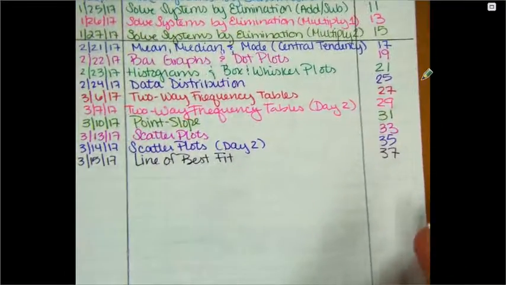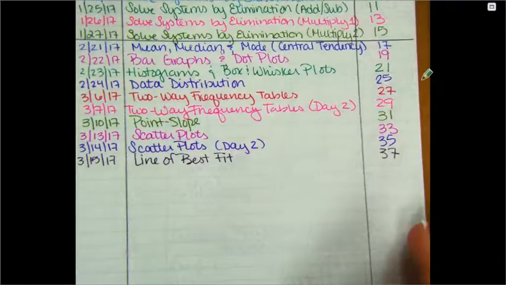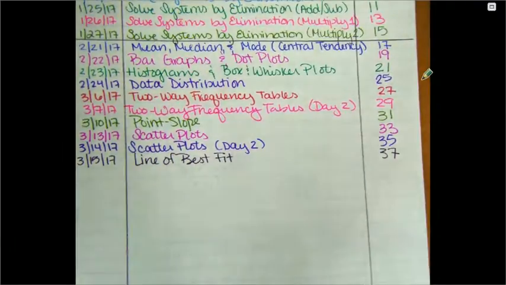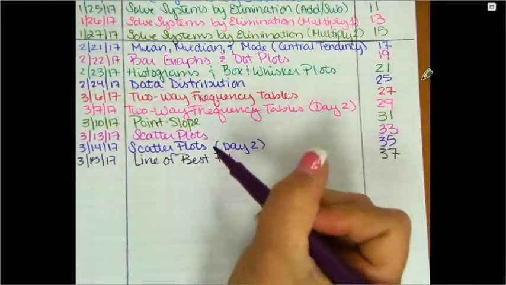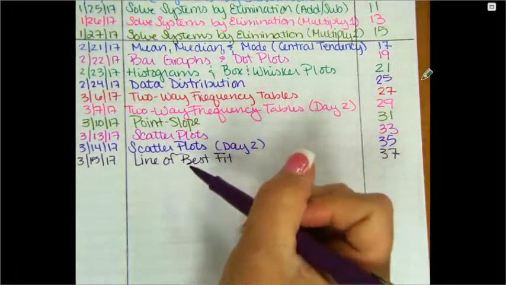All right, so line of best fit. We're going to put two things together. We're going to take what we learned with point slope and what we learned with scatter plots, and we're going to do line of best fit. Okay?